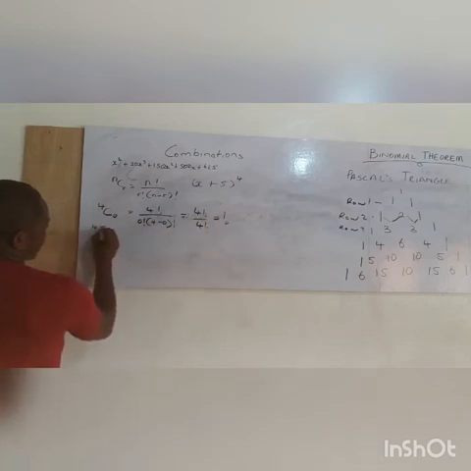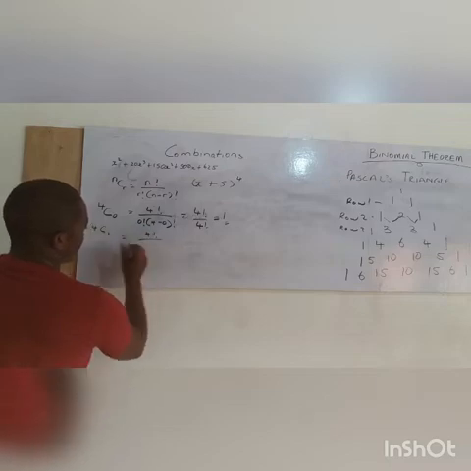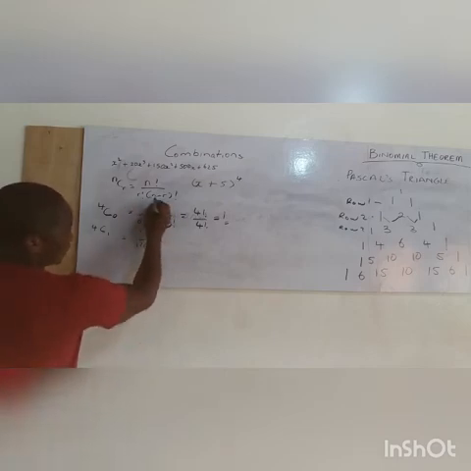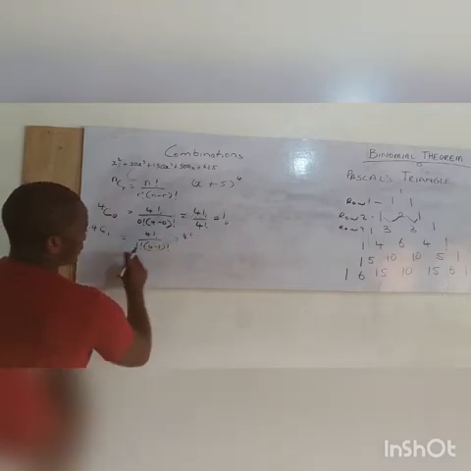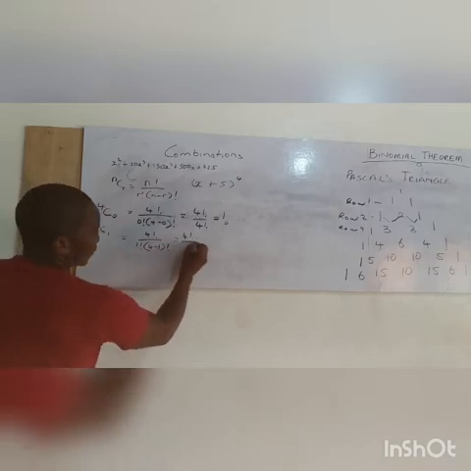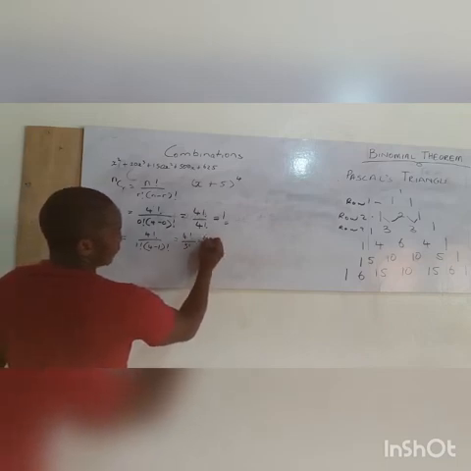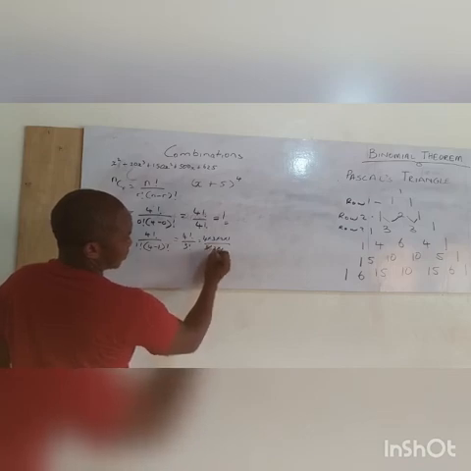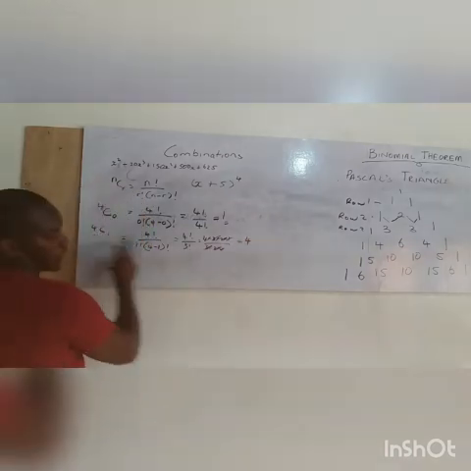Second value, 4 combination 1. Following our formula, we have 4 factorial divided by 1 factorial times 4 minus 1 all factorial. 1 factorial is 1, 4 minus 1 is 3 factorial. So to simplify this, you can write 4 times 3 times 2 times 1 divided by 3 times 2 times 1. So we'll be left with 4. So the value for 4 combination 1 is 4.